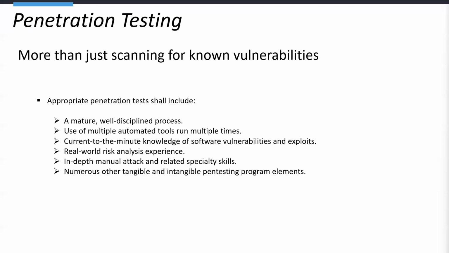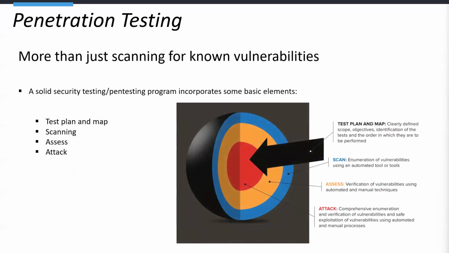A solid security testing or pen testing program incorporates some basic elements. First is the test plan and map, which is a clearly defined scope, objectives, and identification of the tests and the order in which they are to be performed. For the scan, it is the identification of suspected vulnerabilities using an automated tool or tools.